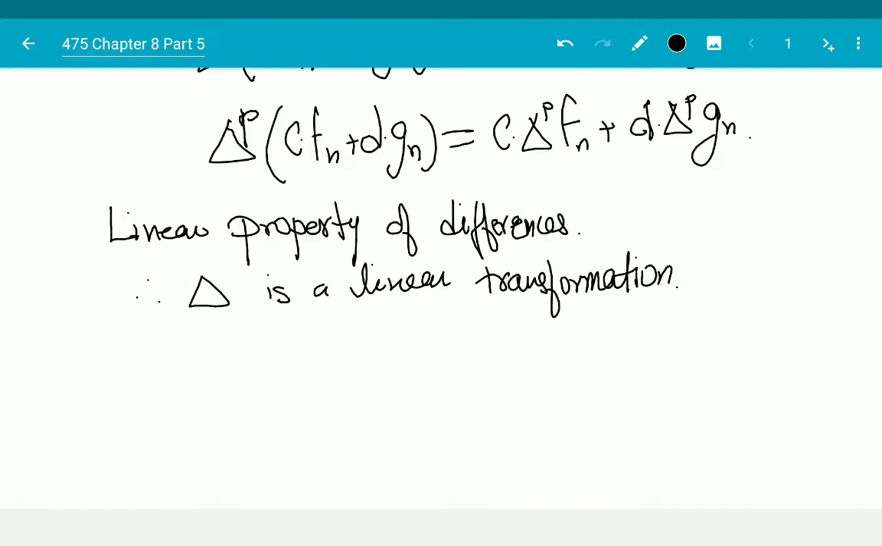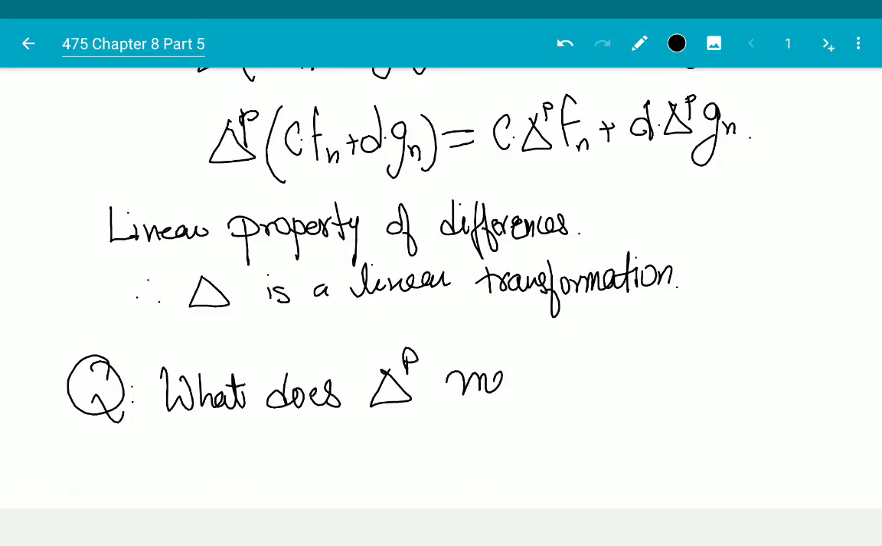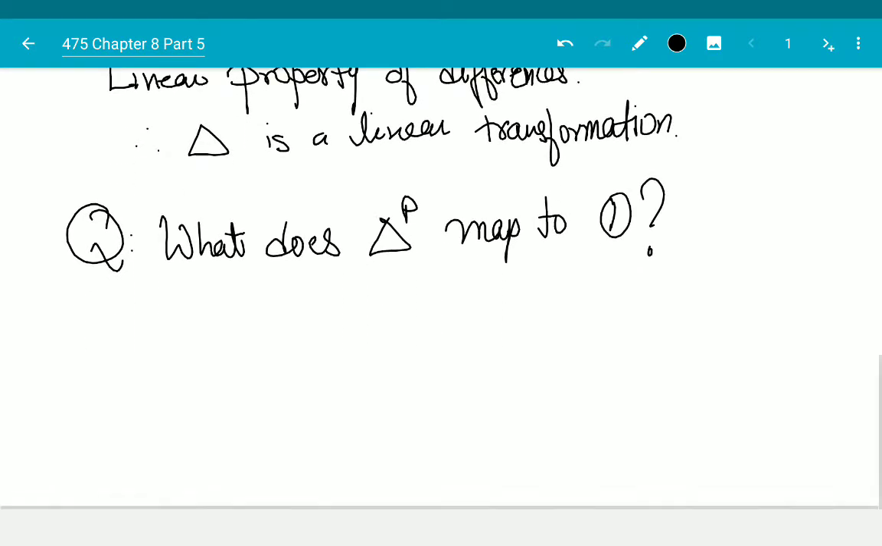Okay? Now, we want to know what things get mapped to 0. What does delta to the P map to 0? We saw that there's at least some sequences that get mapped to 0. We saw that n squared was getting mapped to 0 by delta cubed. We want to know what delta P would map to 0.